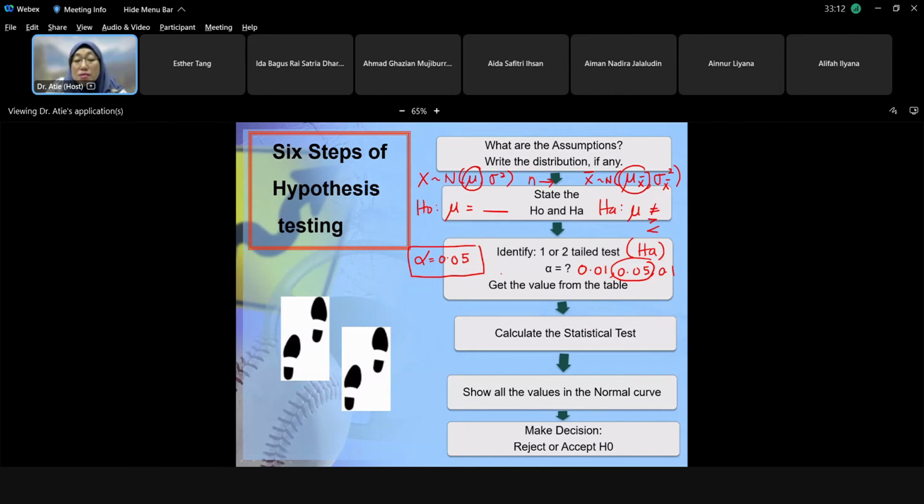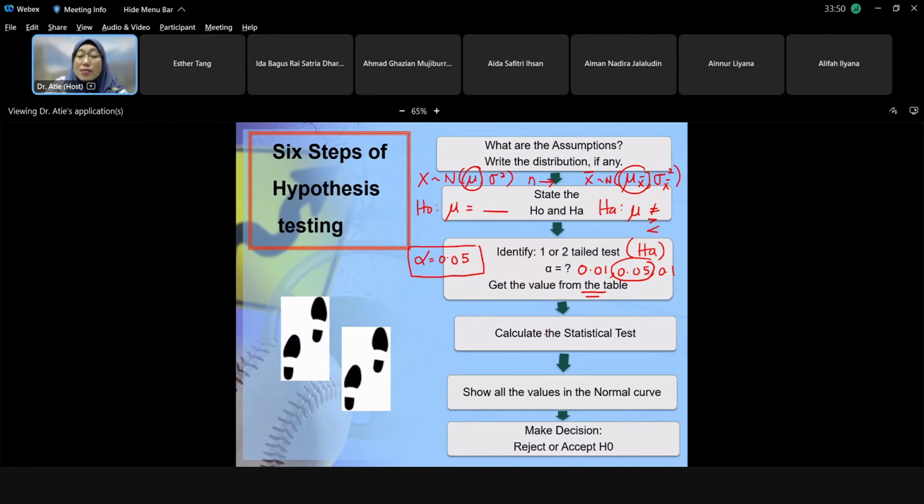And then also, based on the alpha, you need to get the value from the table. Remember, the table for Z alpha divided by 2. So you need to get that value from the table. But sometimes the value is not available from the table, so you need to get it from the normal table. You already know how to do it, so you can easily get the value. But if the value can be obtained from the table, you can just get it straight from the table.